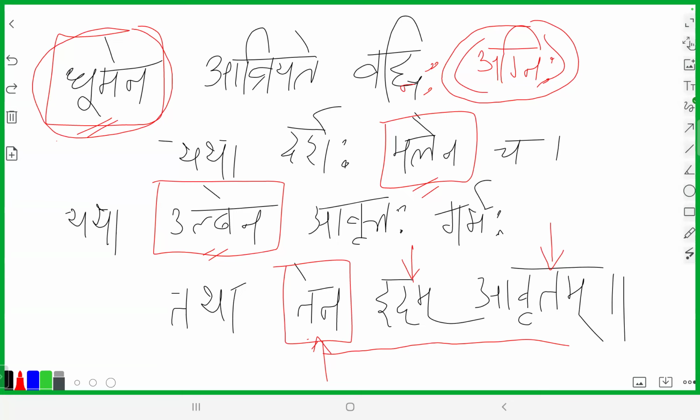So you've got two different things which are being compared. You are comparing something which is covered by something, and he says it's just like the fire is covered by smoke. So this is one extent of covering. Very easily you can remove the smoke by just giving one whiff of air, and the smoke is gone. Agni still appears as Agni.